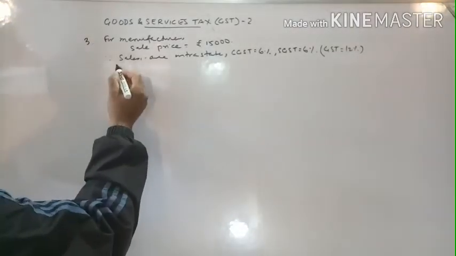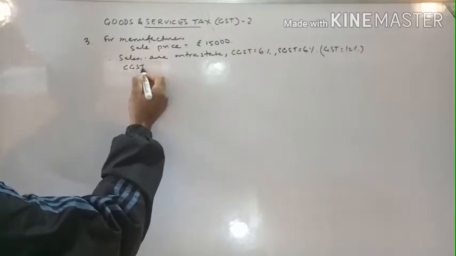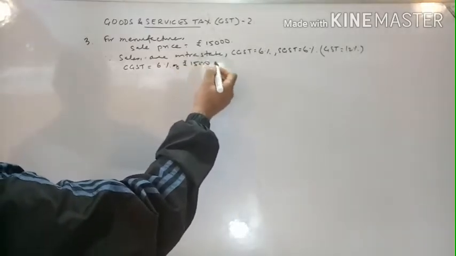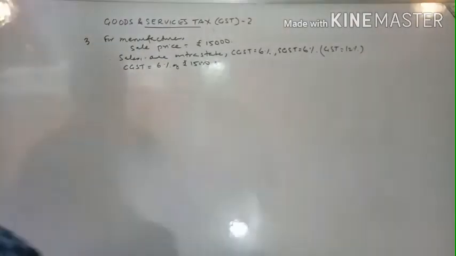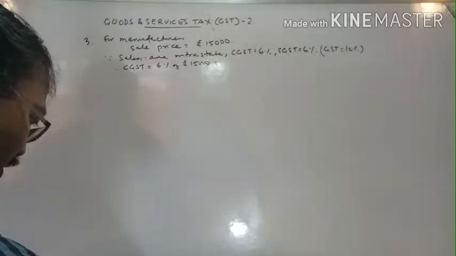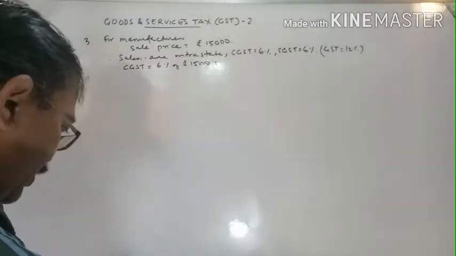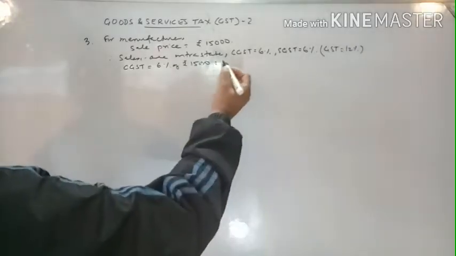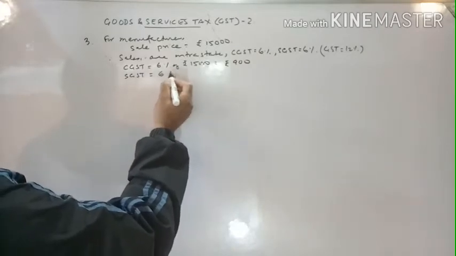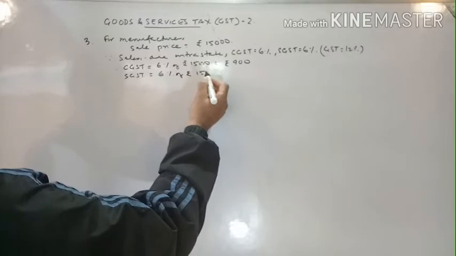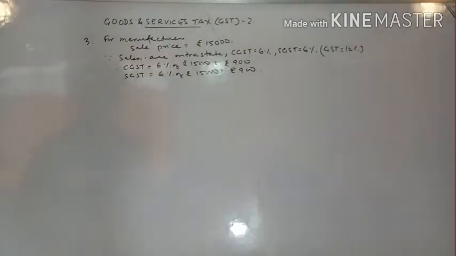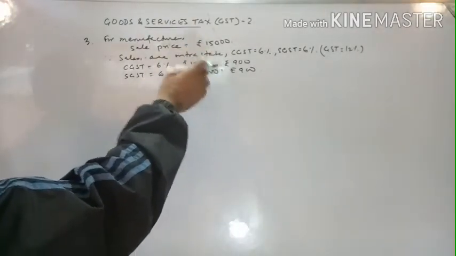Now, therefore, CGST is equal to 6% of rupees 15,000. You know how to find 6% of 15,000, that is 6 by 100 into 15,000. So I will do directly 0.06 into 15,000. So that is 900. So rupees 900, and SGST is also 6% of rupees 15,000 because it's equal, so rupees 900. So this is the tax paid by the manufacturer.